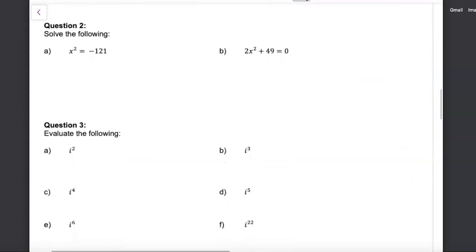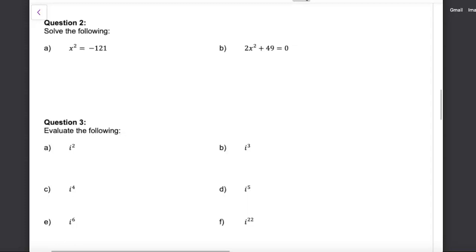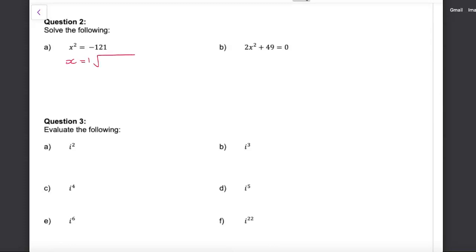So let's see how this goes if we solve some simple equations. So I'm going to do A for you. If I've got x squared equals negative 121, this tells me that x is going to be positive or negative the square root of negative 121. So we know the square root of negative 121 we can now define as the square root of 121 times the square root of negative 1. The square root of 121 is 11, and the square root of negative 1 is i. So we've got two solutions here, two complex solutions, positive or negative 11i.